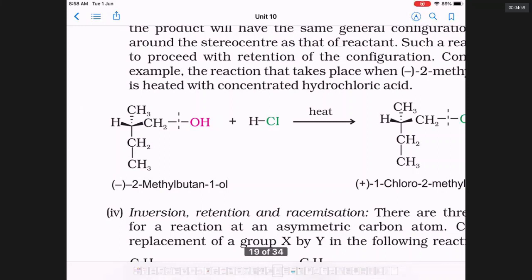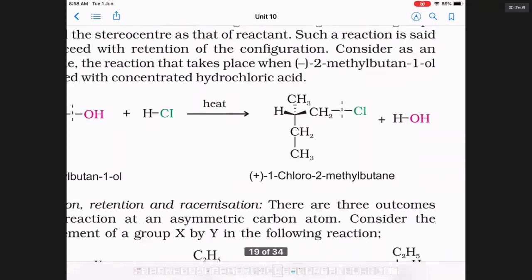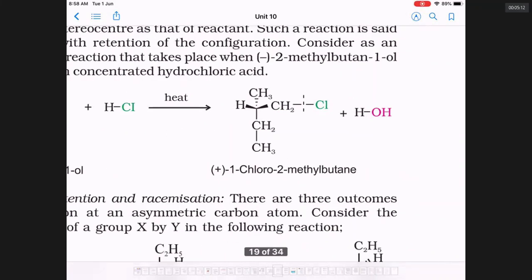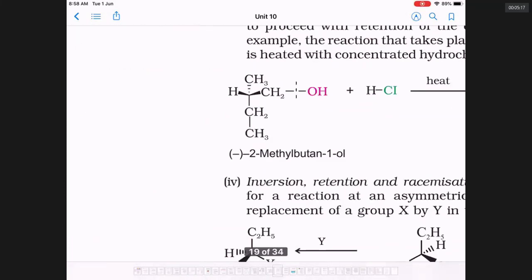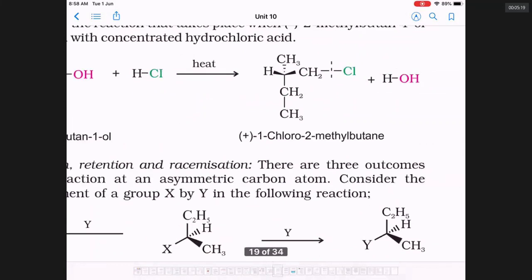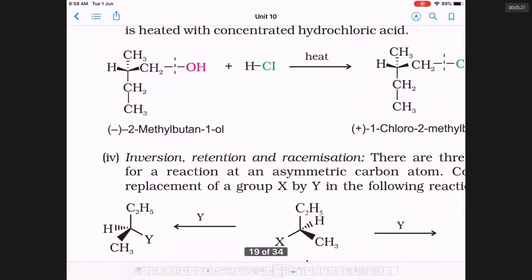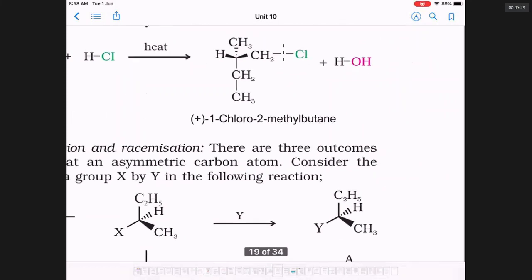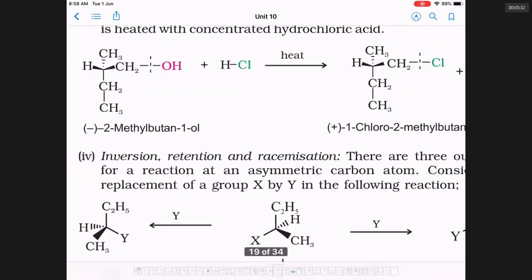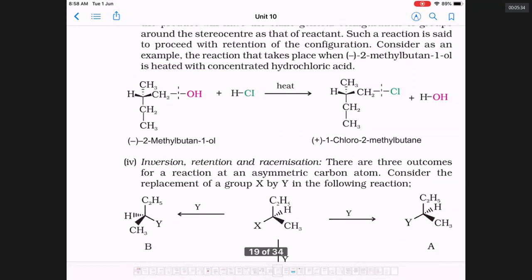If this type of configuration is there for the alcohol, it has negative optical activity. It will rotate the plane polarized light to the left-hand side. But if it is the alkyl halide, it rotates plane polarized light in the clockwise direction. It has a plus sign. Minus sign, plus sign. Notice, both have the same absolute configuration, but the nature of optical activity differs: the alcohol is showing minus, the chloro compound is showing plus. Have you seen? It means absolute configuration and optical activity are different terms.